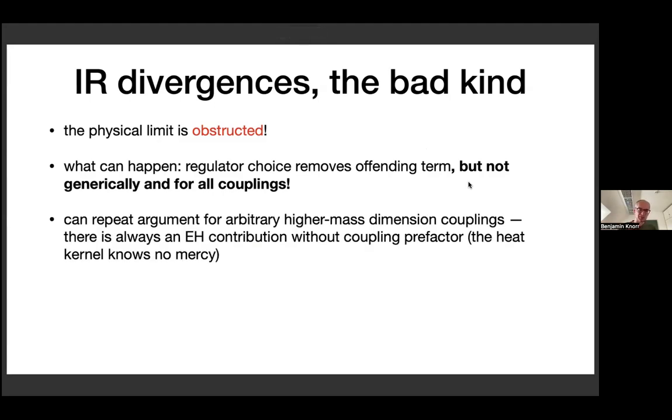This is what I just said. You can repeat this argument, and basically the heat kernel knows no mercy. You will get higher order terms, and you will not be able to set all these problematic threshold functions to 0.